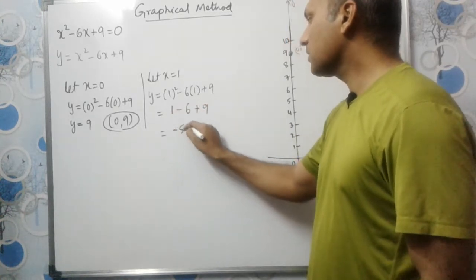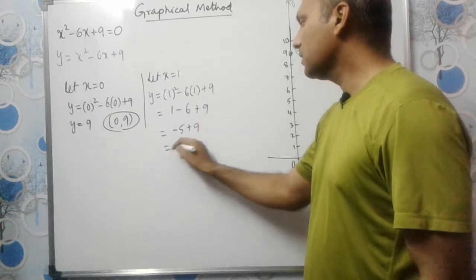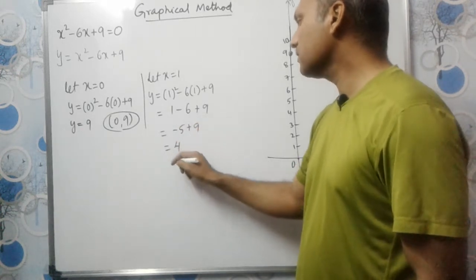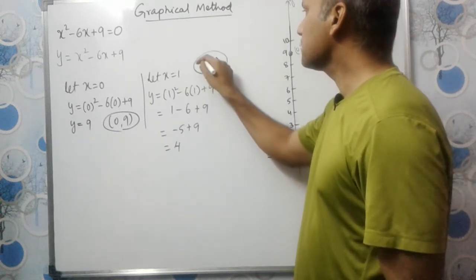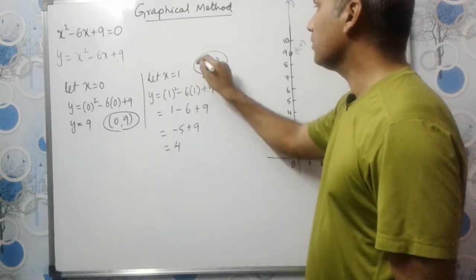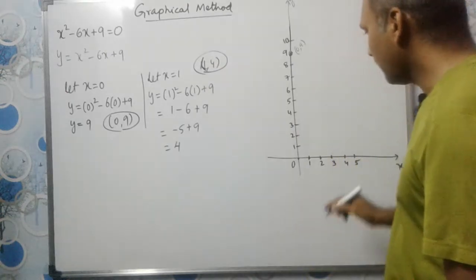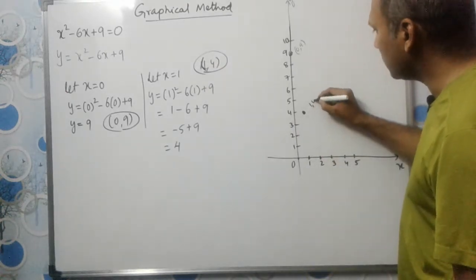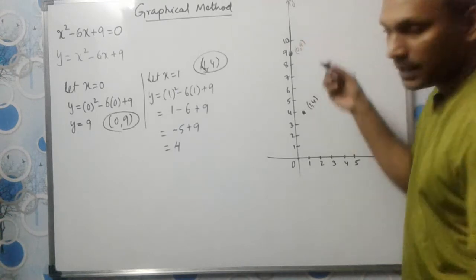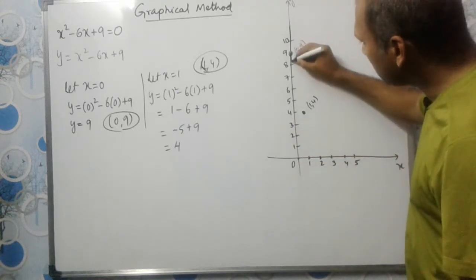1 minus 6 minus 5. Minus 5 plus 9 is 4. So 1 comma 4 is the second point we need to plot. 1 comma 4. So this is x is equal to 1, y is equal to 4. So this is 1 comma 4. Now as soon as we got 2 points, we need to start plotting, right?